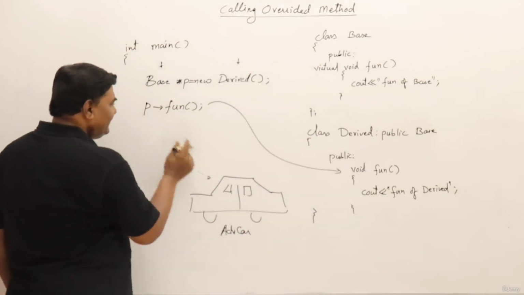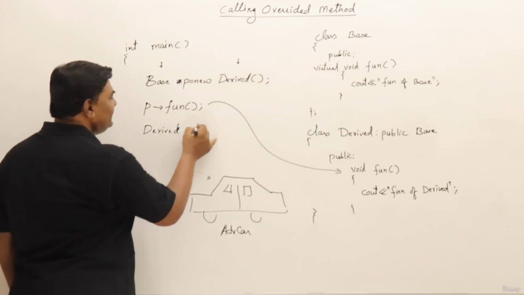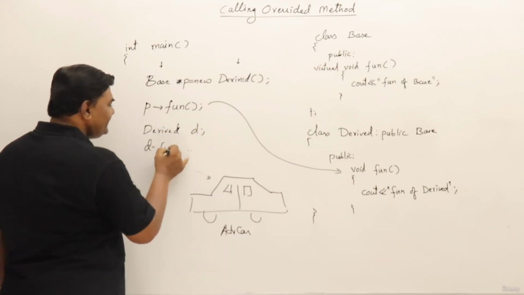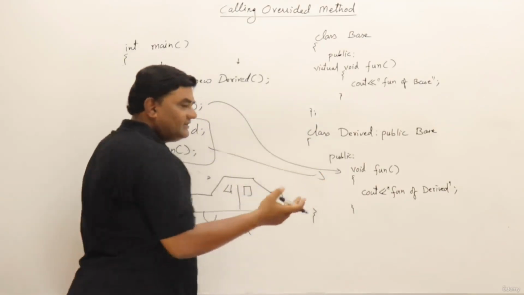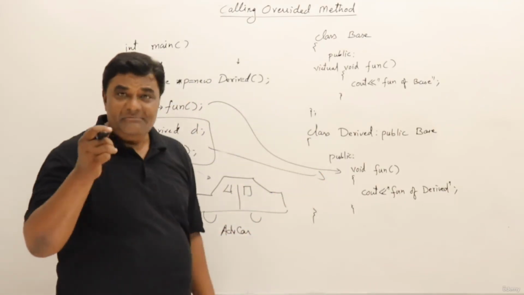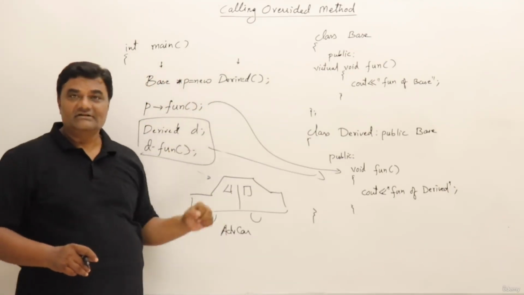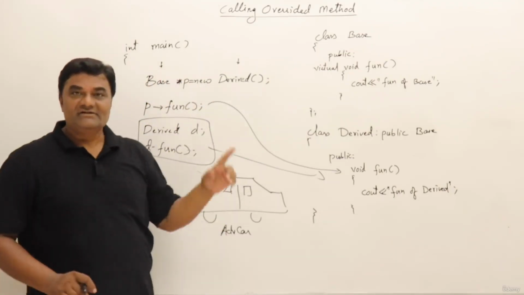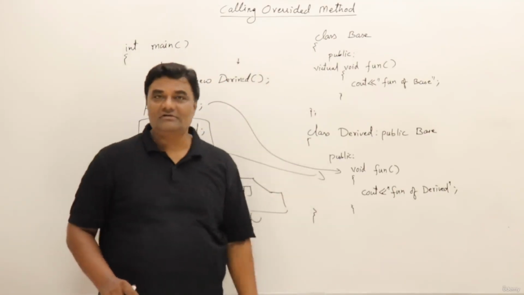Directly, if I say derived class D and I call d.fun, then which function will be called? The object is derived class, so directly this function will be called. There is no question here. The ambiguity arises when you have a pointer of one class and the object of another class. In that case, if the function is not virtual, the base one will be called, otherwise the derived one will be called.